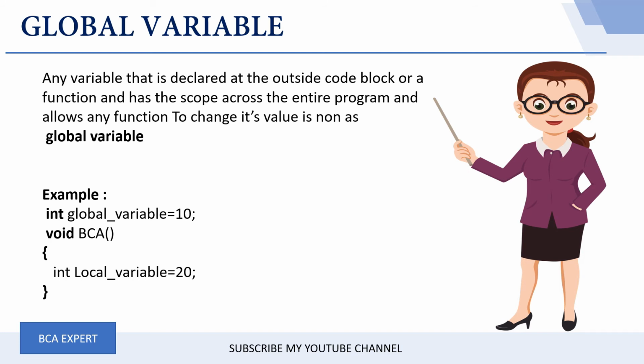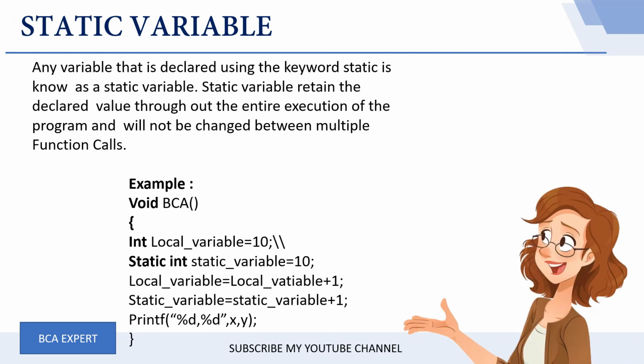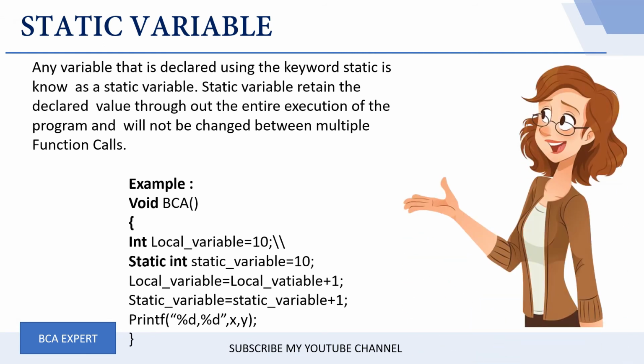Followed by the global variables, we have the static variable. Static variables are also called variables, but the only difference is that static variables will never allow you to change the value which they store. For example, you can run this code. Here I have declared a local variable 10, and followed by that I have also declared another static variable with the name static variable, and I have assigned a value 10 to it.